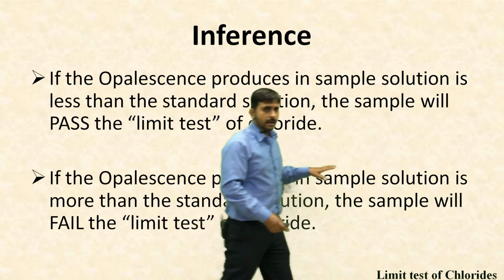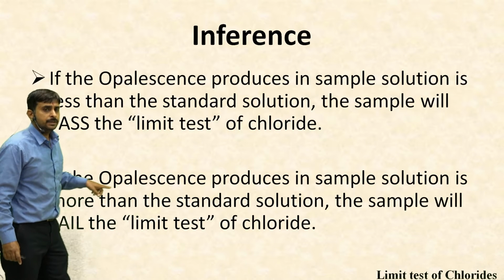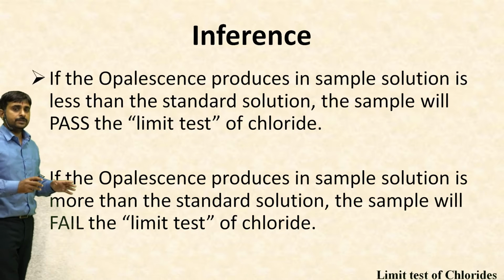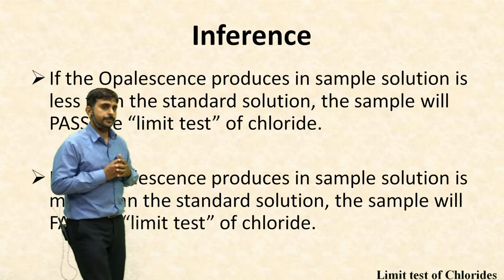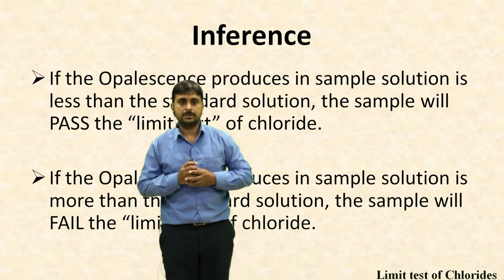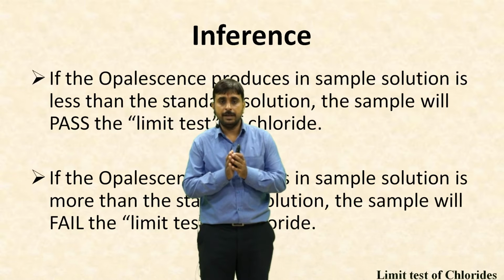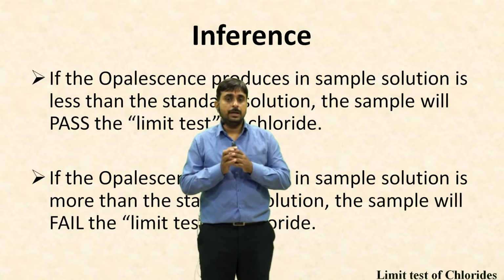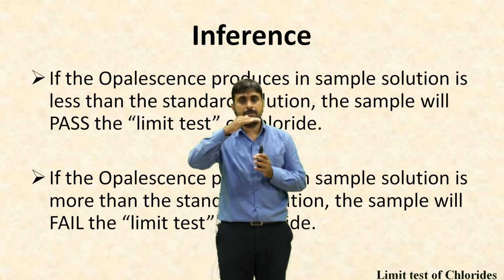We will be having higher opalescence. In the case of higher opalescence, we will say that the solution failed the limit test. The sample fails the limit test if the turbidity or opalescence of the sample solution is higher than the standard sample. So, we are having two results: either the sample will pass the limit test or the sample will fail the limit test. And this is studied by comparing with the standard solution.